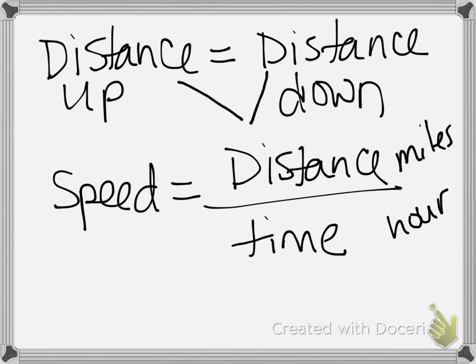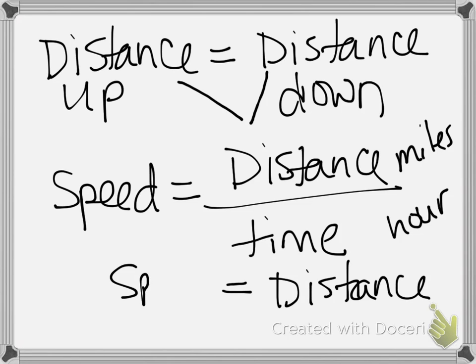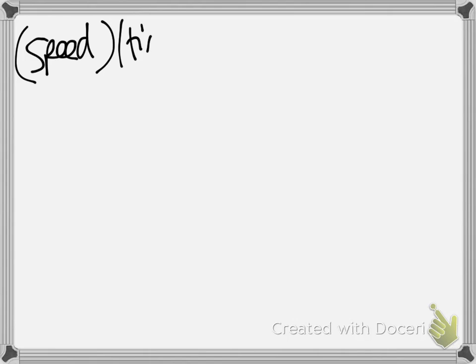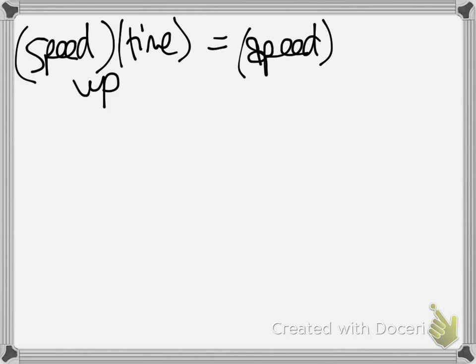So then, if I rearrange this equation, I know that distance equals speed times time. Because I know my distances are equal, I know that the time and the speed going up must equal the speed and the time coming back down. So now I know my speed and my time going up must equal my speed and my time coming back down.